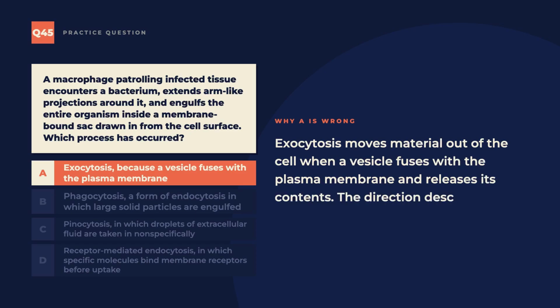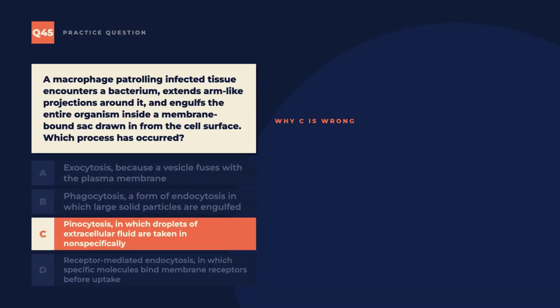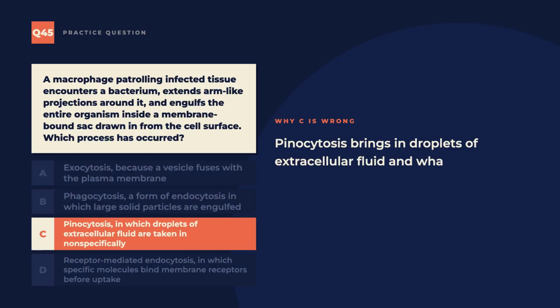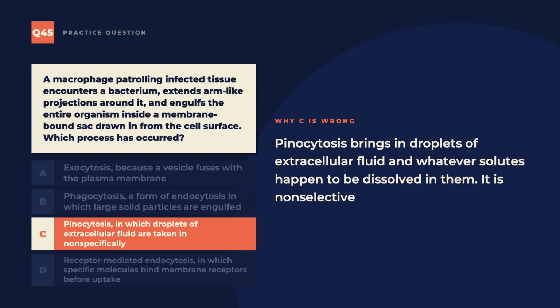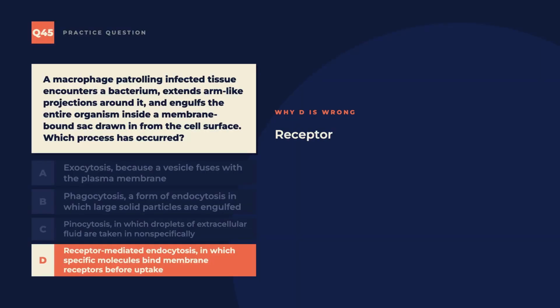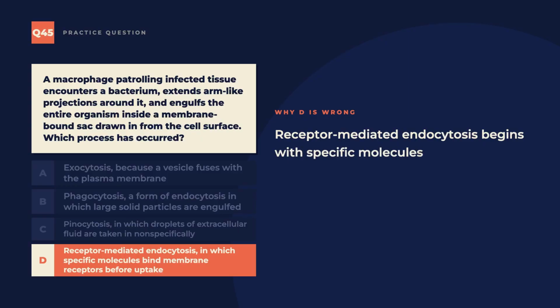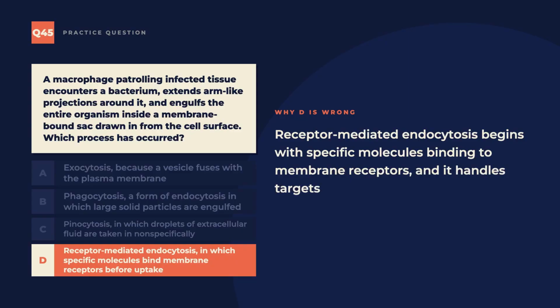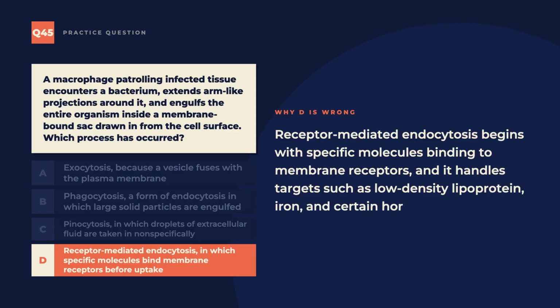The direction described is inward. C is wrong because pinocytosis brings in droplets of extracellular fluid and whatever solids happen to be dissolved in them. It is non-selective and handles fluid, not whole bacteria. D is wrong because receptor-mediated endocytosis begins with specific molecules binding to membrane receptors, and it handles targets such as low-density lipoprotein, iron, and certain hormones. Engulfing a whole organism with pseudopods is a different mechanism.